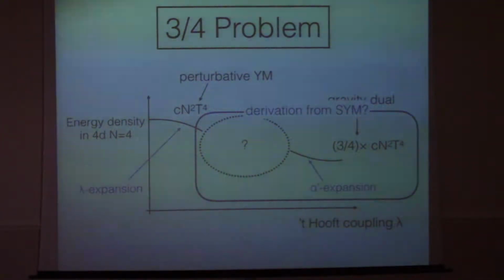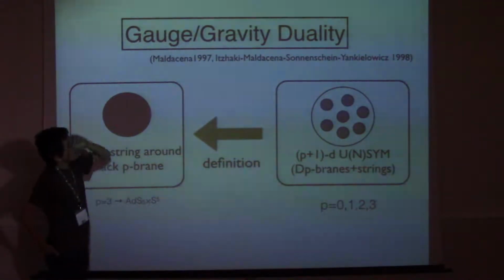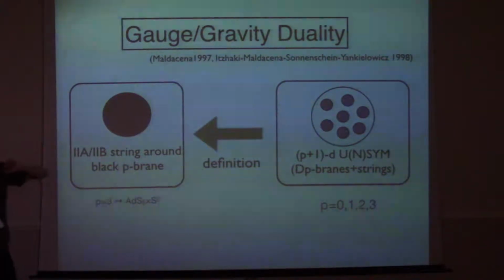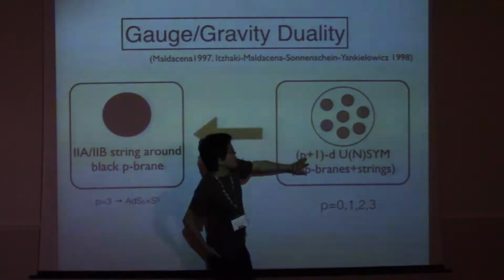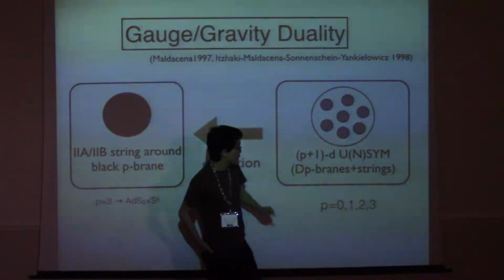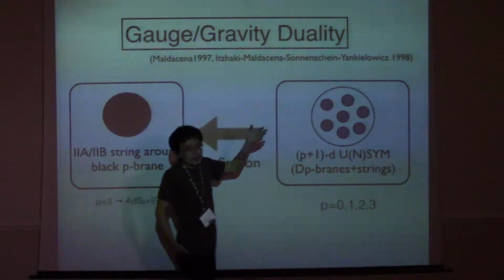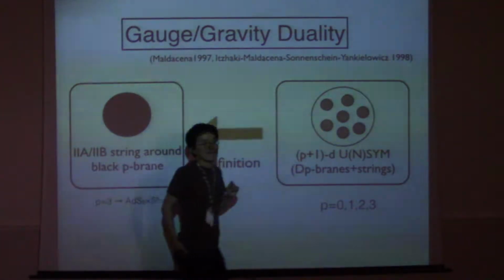And here I took the example of 4D N=4. But of course, there are many other examples of gauge gravity duality proposals. If you look at the paper by Itzhaki, Maldacena, Sonnenschein, and Yankielowicz, which appeared right after Maldacena's first paper, they consider maximally supersymmetric Yang-Mills in lower dimensions, p plus 1, and this p can be 3, like in the usual AdS5 times S5 correspondence, or 2, 1, or 0.